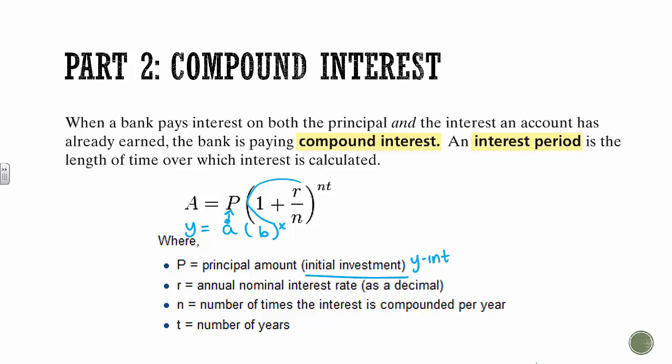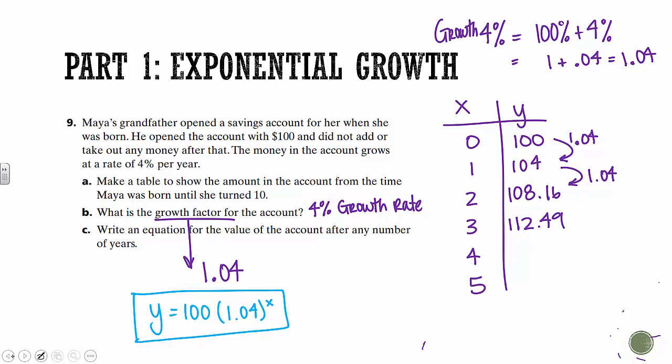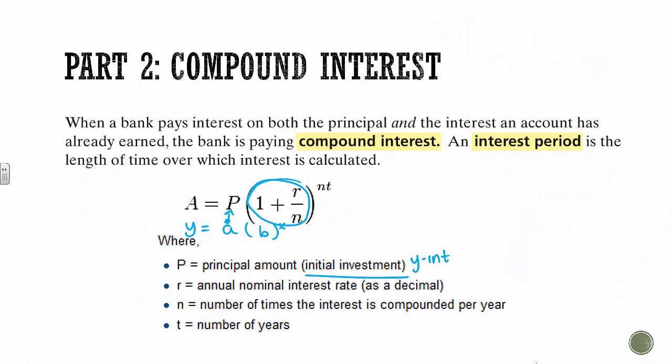Now this stuff inside of here is kind of what we did in this last problem. If I tell you that your bank is giving you 4% interest, we had to add 100% to that. So that's what this 1 is for, 1 plus my rate. And then this n that you see here is the number of times that your interest is compounded, which we'll talk about in a second. But then the x up here is the number of times they're going to calculate interest. This is like our x.